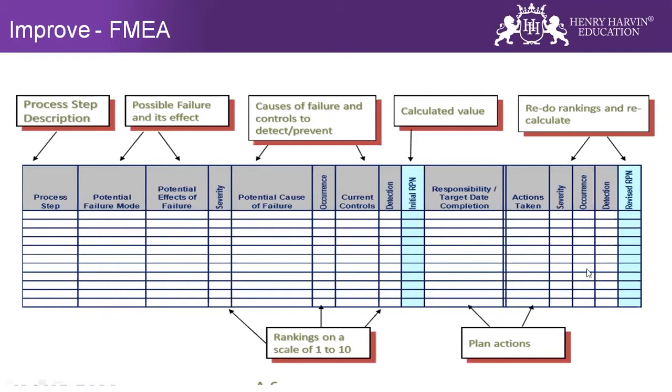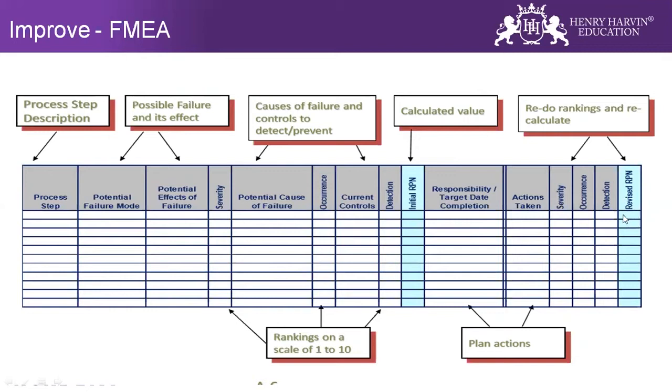So as I said, for all the RPNs of 100 and above, I would be prioritizing them and try to work on them and have an action plan for them. And then after some time, probably 2 weeks, once those actions are implemented, I would again do the FMEA, wherein I'll calculate the severity, occurrence, and detection only on those ones which are greater than 100. And then I will have the revised RPN.